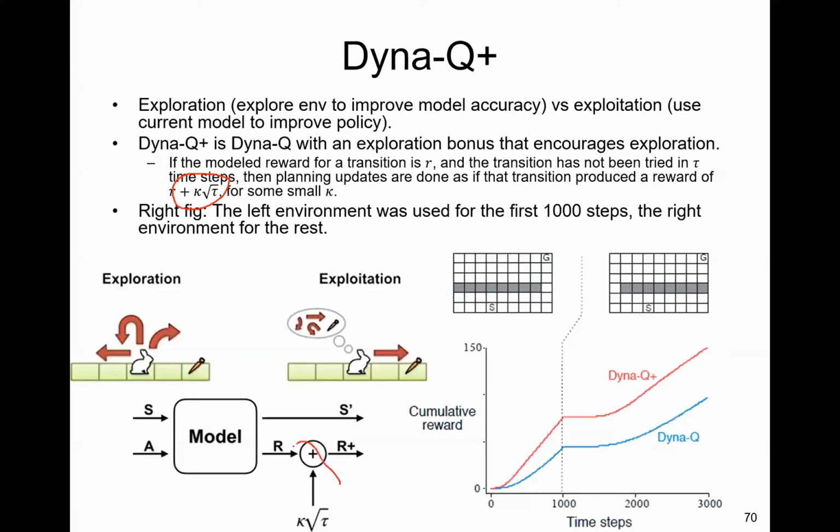So here, in the reward, we add an additional exploration bonus. With Dyna-Q Plus, the cumulative reward, so this environment suddenly changes at time step 1,000. Originally, the optimal path is here. After the change, the optimal path is here. It's like this. So Dyna and Dyna-Q Plus will realize this.